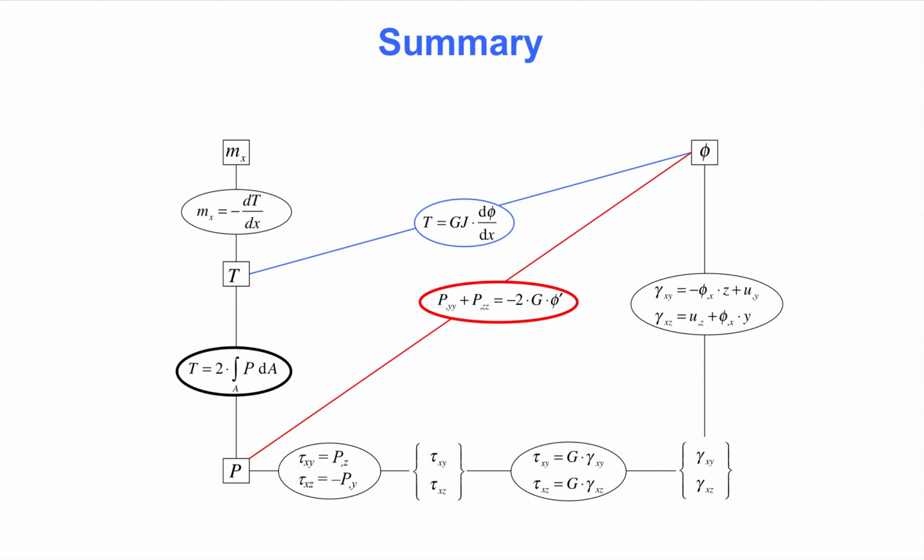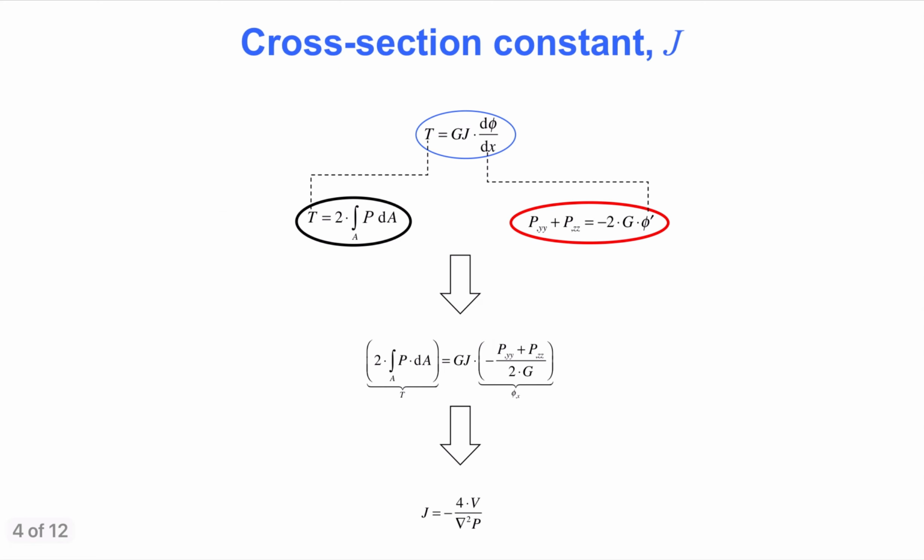The other is marked with a solid red line and combines material law and kinematic compatibility, again formulated in terms of the stress function. For now, we will ignore equilibrium with the externally applied distributed torque, mx, but rather observe the general expression for the relationship between the torque, T, and the rotation of the cross-section, phi, marked with a blue circle here. The colored equations are copied over to the next slide, where we develop an expression for the cross-section constant, J, for Saint Venant torsion.